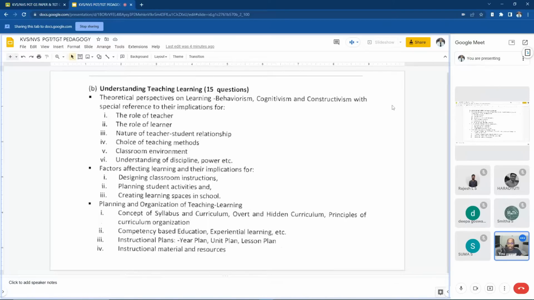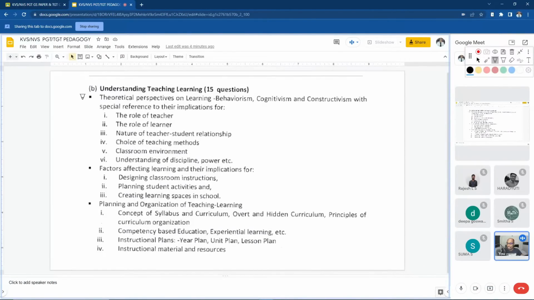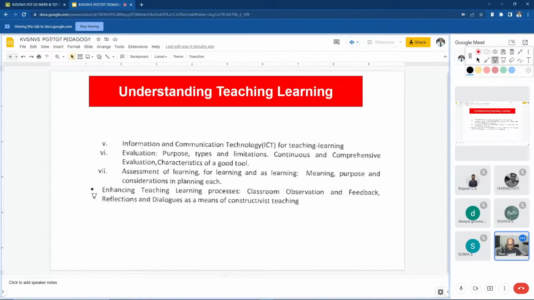that we already discussed in the previous class the introduction to Understanding Teaching Learning. In the introduction, I told you very clearly that this unit is subdivided into 4 units. The first one is theory of cognitivism, behaviorism, constructivism, and the second one is factors affecting learning and their implications for designing classroom instructions, planning student activities, and creating learning spaces in school. The third one is planning and organization of teaching learning, and the fourth one is enhancing the teaching learning process.